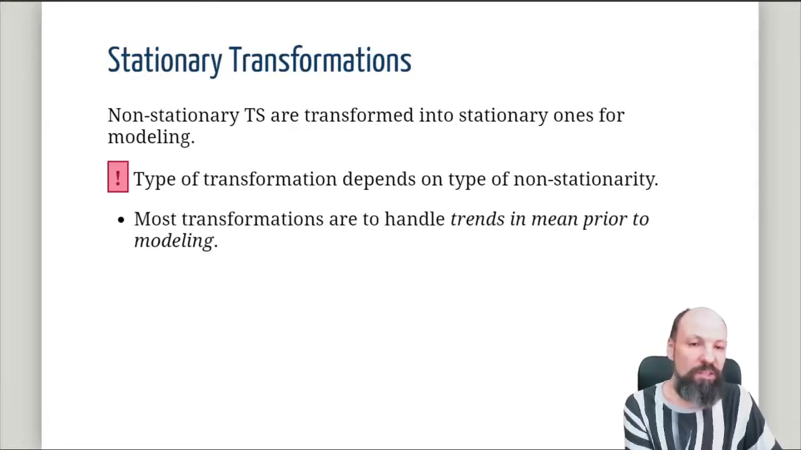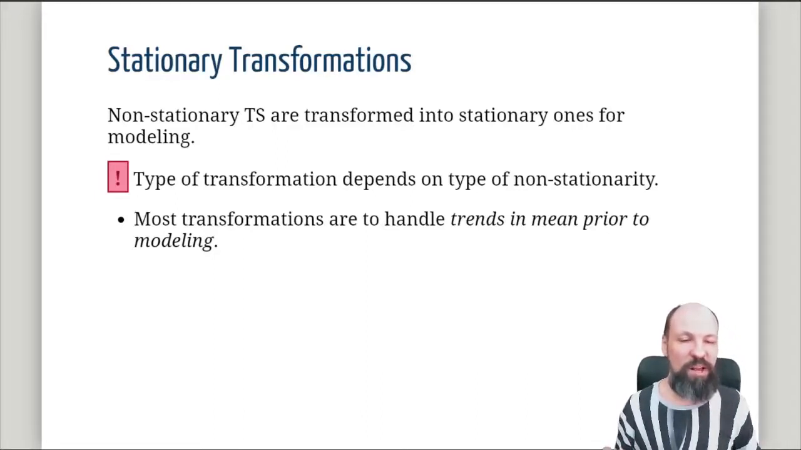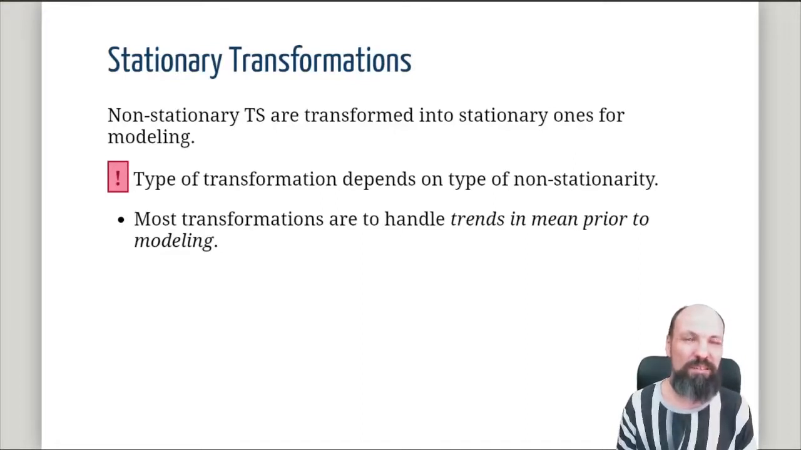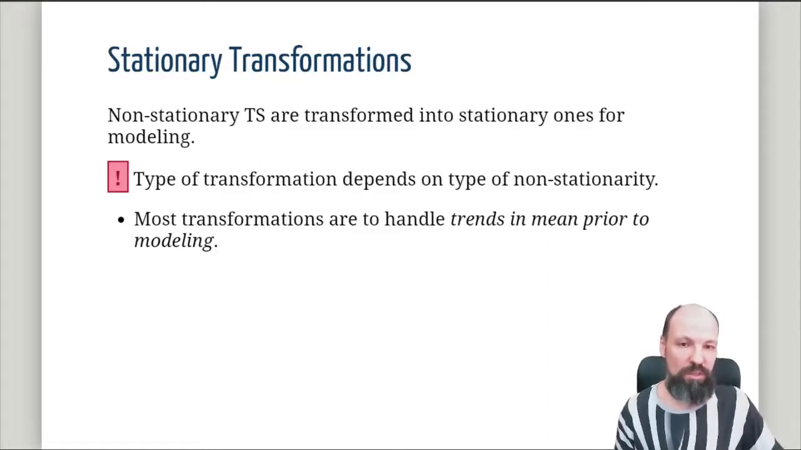The transformations that are going to be used, this is very important now, and this is going to be important for your future analysis in your projects. So the transformations that are applied to the data prior to modeling, before we model them, they exist to handle trends. Trends in mean, sometimes trends in variance, but not often. So mostly trends in mean before you try to model the data.